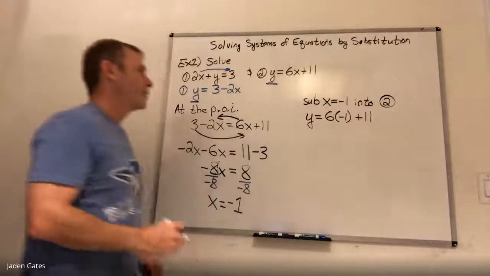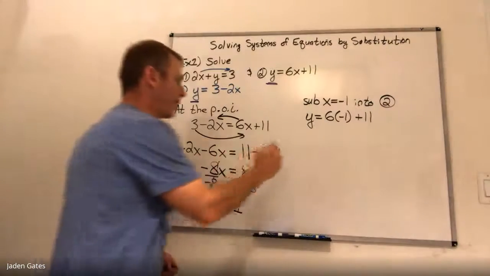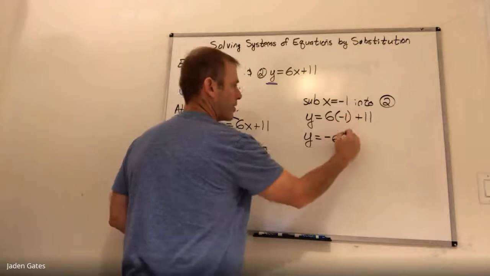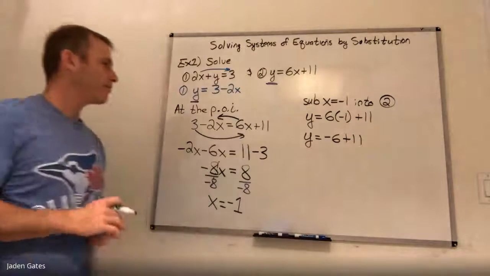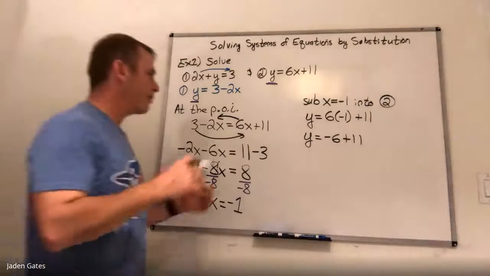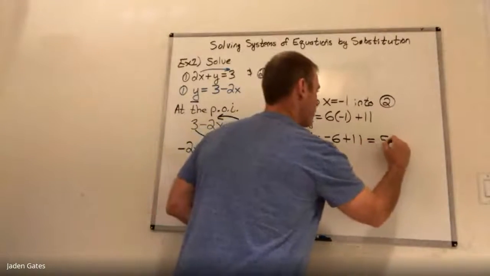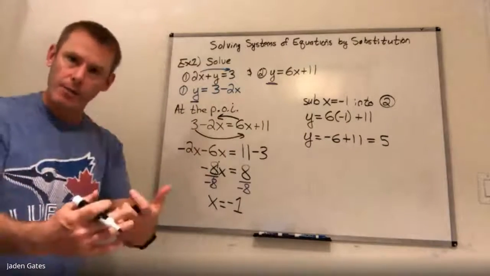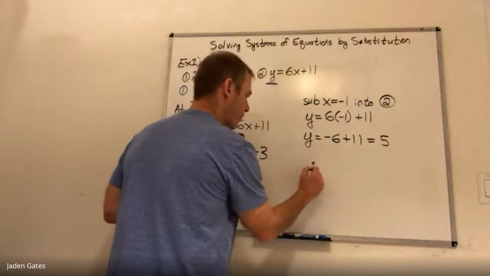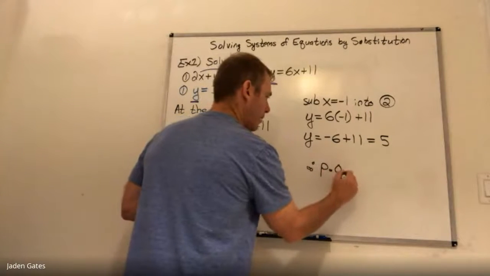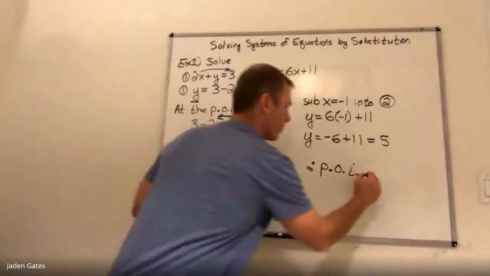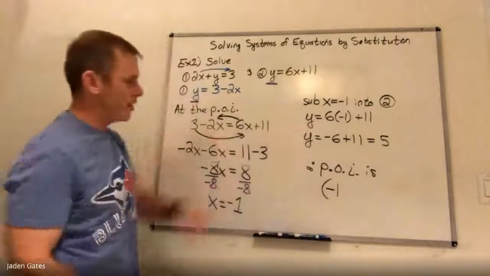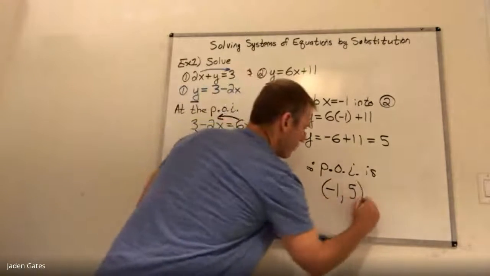All right, and let's see here. Figuring out my y value, 6 times negative 1 is negative 6, plus 11. All right, and then finally, putting those two together, I believe I get a positive 5. And again, it's asking me to solve the system, state the point of intersection, and so therefore my POI is, well, what do we got here? My x value is negative 1, and my y value is 5.